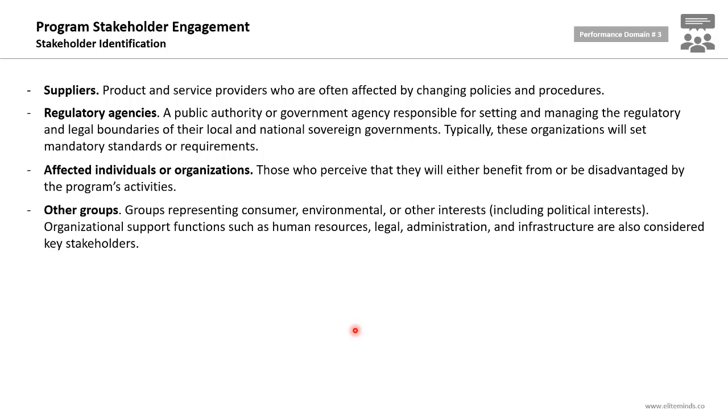Organizational support functions such as human resources, legal, administration, and infrastructure are also considered key stakeholders. If I'm using resources for my program from the infrastructure department, so definitely the infrastructure director or department head should be documented as a key stakeholder in the stakeholder register. So the key output of the stakeholder identification activities is having the stakeholder register.